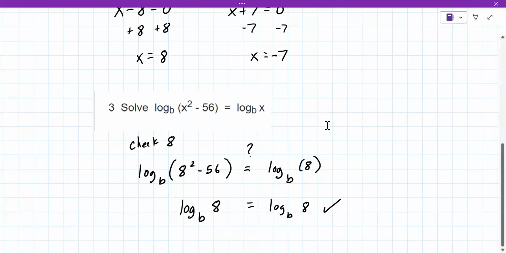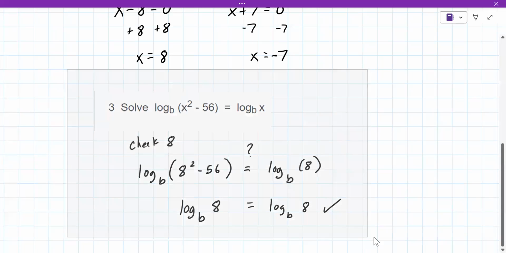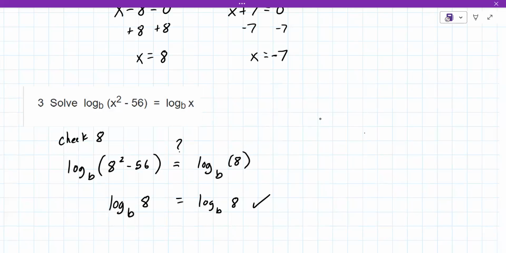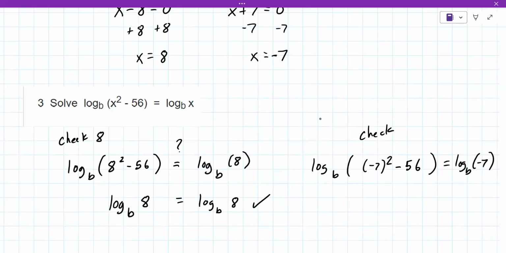All right. I'll just move this to the left here. Now we will check -7. Parentheses, -7 squared minus 56 log base b of -7. So on the left here, it becomes 49 minus 56 log base b of -7 equals log base b of -7.